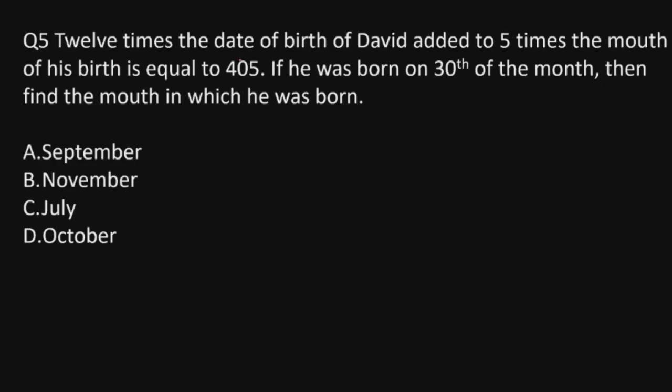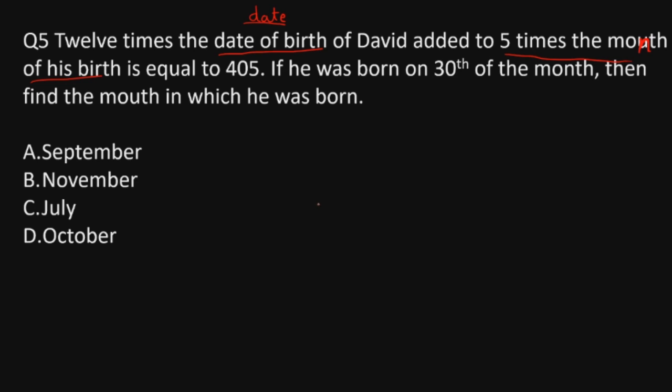Now, 12 times the date of birth. Date of birth here means only the date, guys, not the whole date with month and year, only the date of David, added to 5 times the month of his birth, is equal to 405.